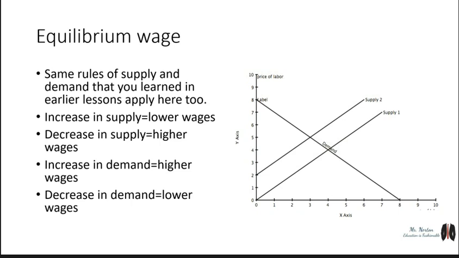And the same rules apply from supply and demand for pricing as they do for wage rates. If we have an increase in supply, we end up with lower wages. If we have a decrease in supply, we have higher wages. And then, we can see on there too, an increase in demand, decrease in demand. We have higher wages and lower wages. You don't need me to read to you, even though I just did.